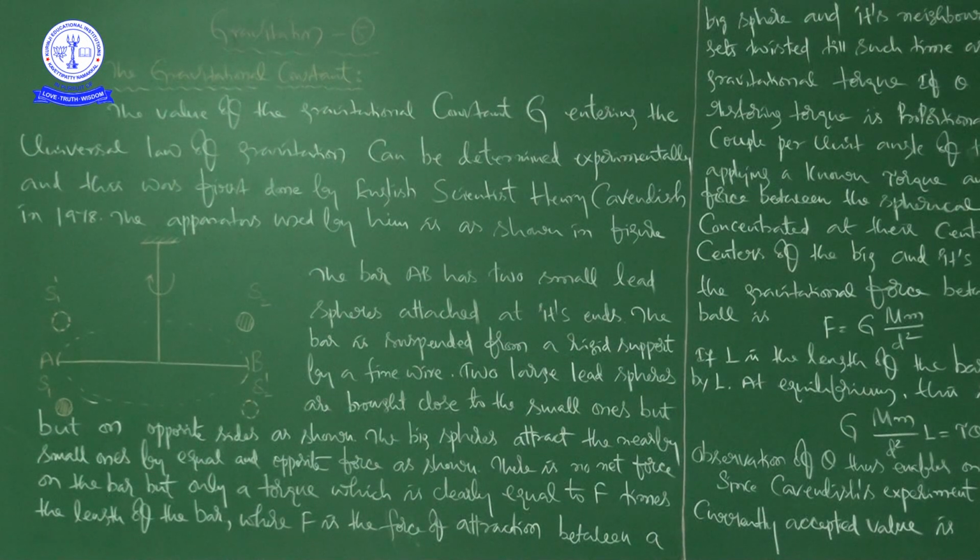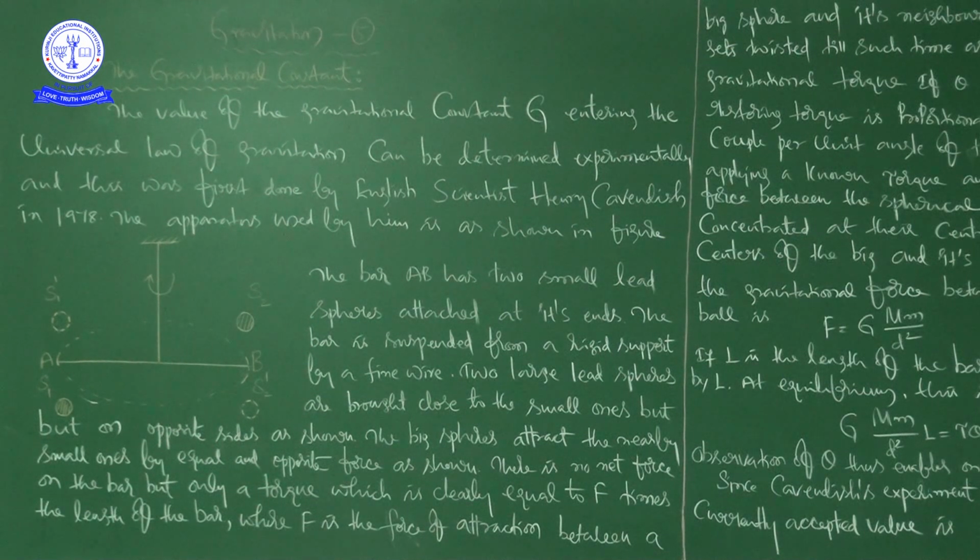Here the question is how to determine that value. How can we determine the value of the gravitational constant? The value of the gravitational constant capital G entering the universal law of gravitation can be determined experimentally, and this was first done by English scientist Henry Cavendish in 1798. To do this task, he used one apparatus, the one given here.